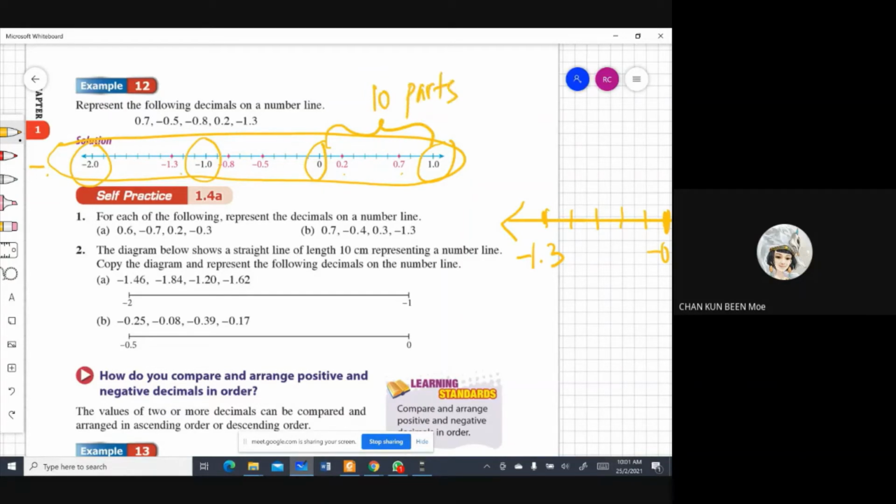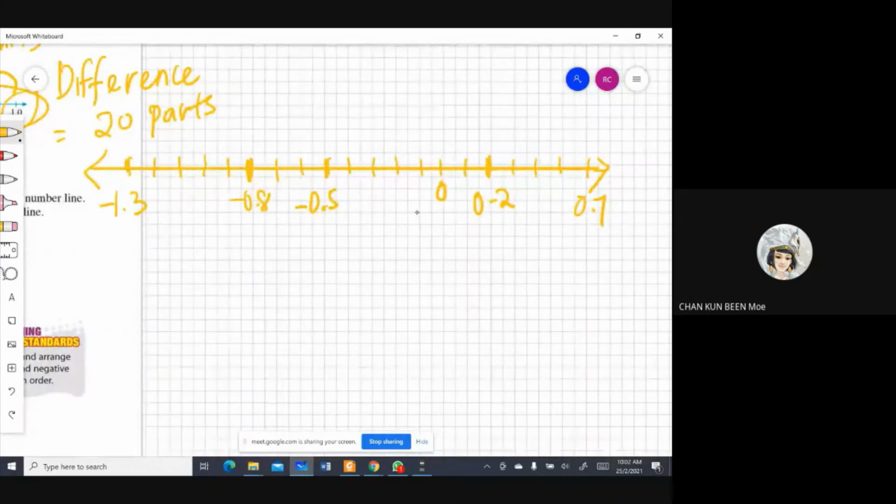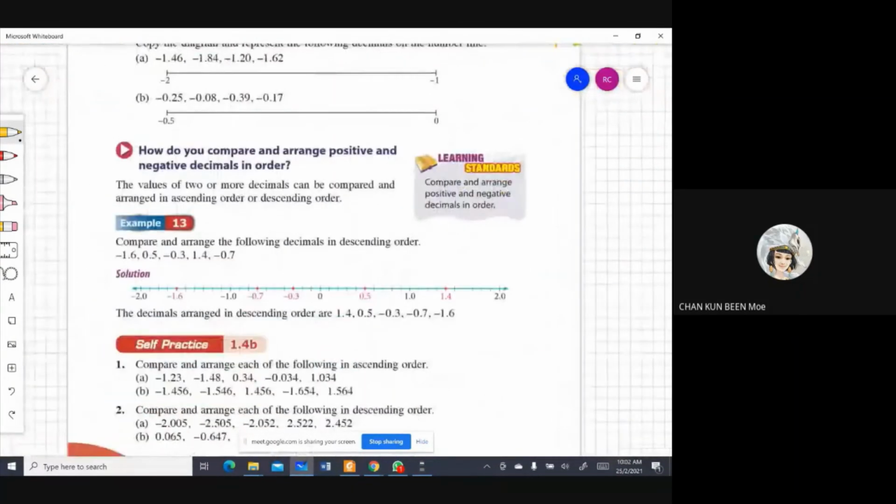You also can do like this. Or else, if you don't want to do like this, maybe you feel that it's difficult, then look for the smallest number and the biggest number like me just now, and find the difference. When you find the difference, you know how many parts you need to draw. So just now we have 20 parts. Then you just need to draw by dividing it uniformly. Make sure the measurement is all the same. If it is 0.5, everything must be 0.5. You draw your number line, then you plot it one by one. Okay? Can we continue?